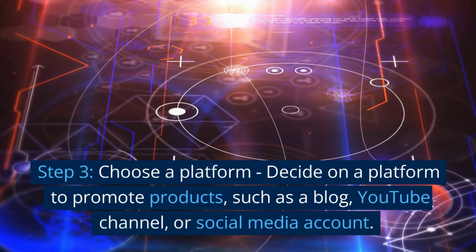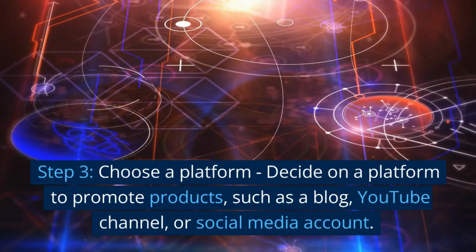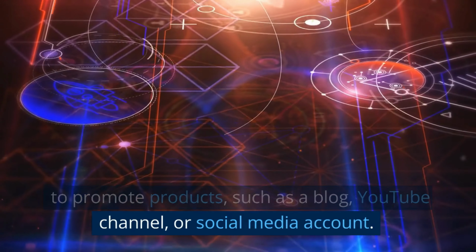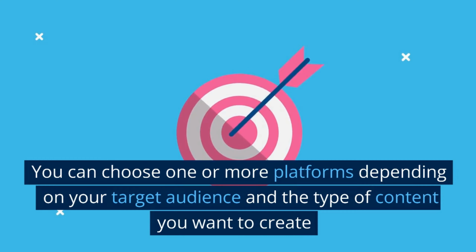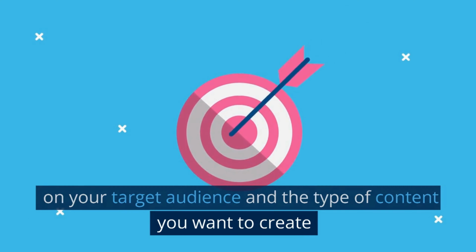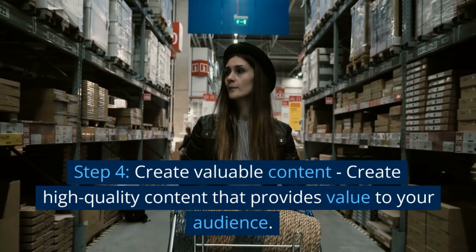Step 3. Choose a platform. Decide on a platform to promote products, such as a blog, YouTube channel, or social media account. You can choose one or more platforms depending on your target audience and the type of content you want to create.